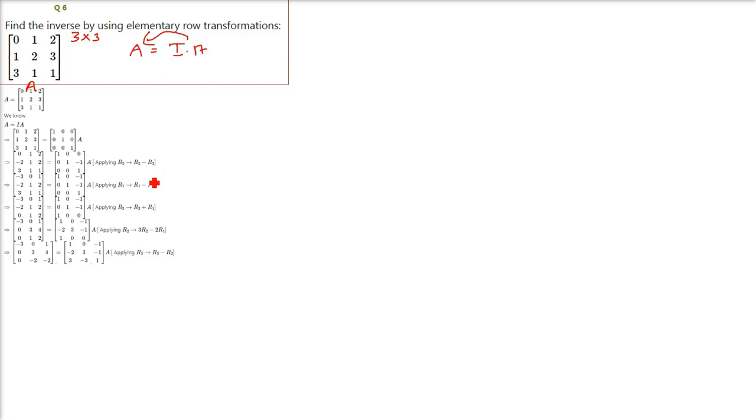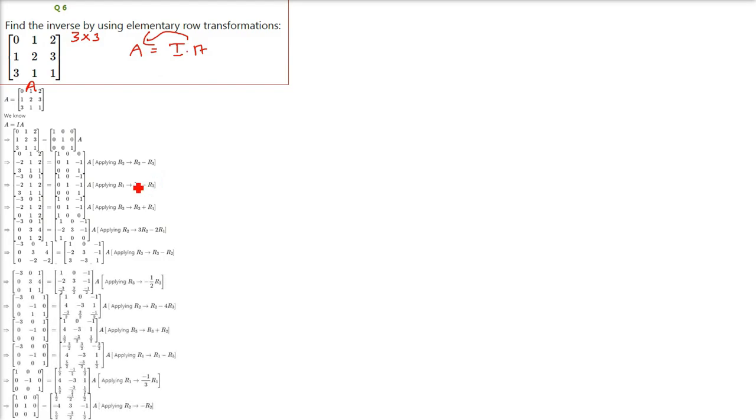Solution is in front of you. But we are going to do this example one by one, step by step, so that you understand fully how this elementary row transformation works in case of finding out the inverse of the matrix. So you have 0, 1, 2 here, 1, 2, 3 and 3, 1, 1. This is your A, the matrix. Then identity matrix here.